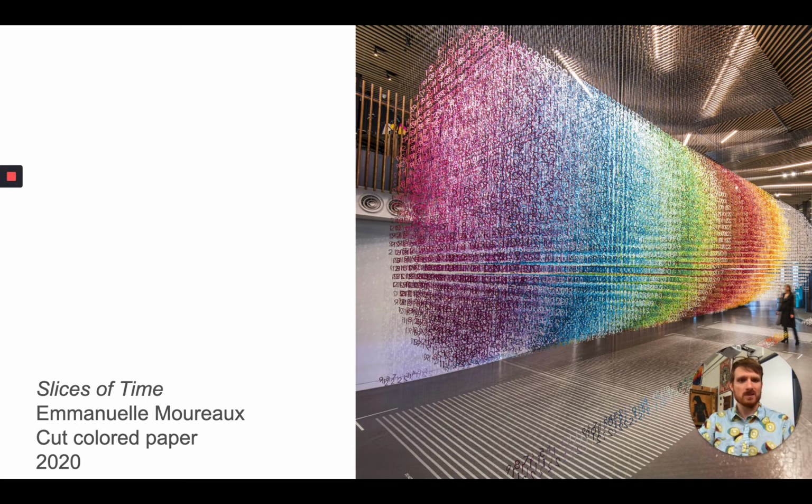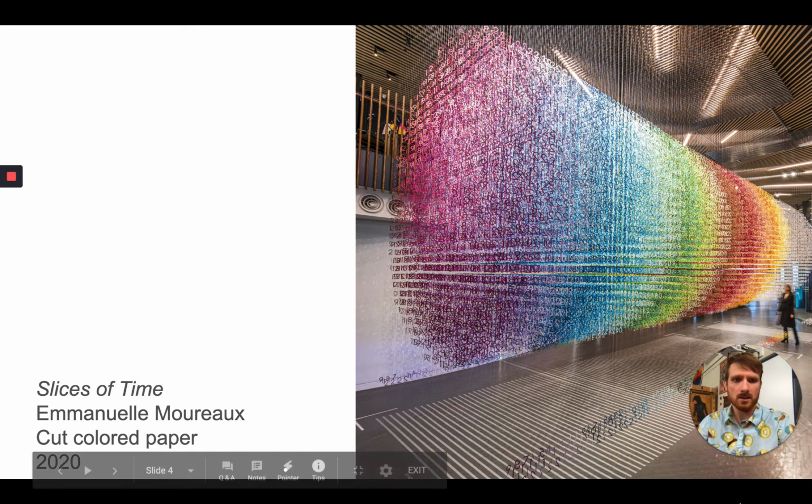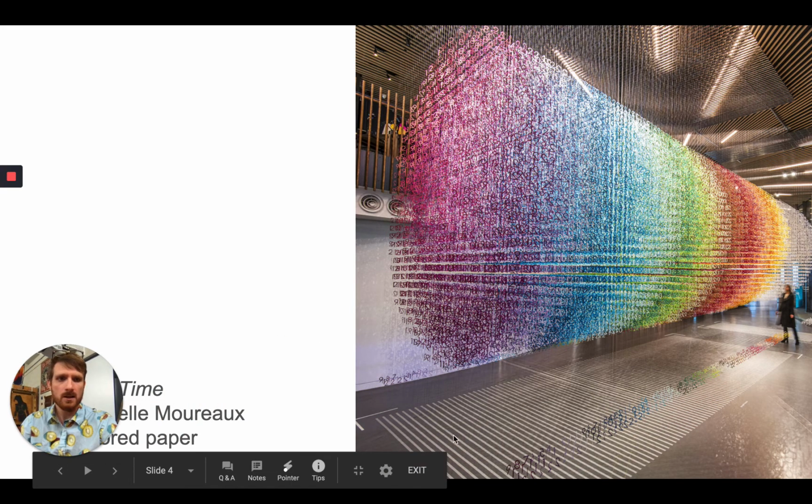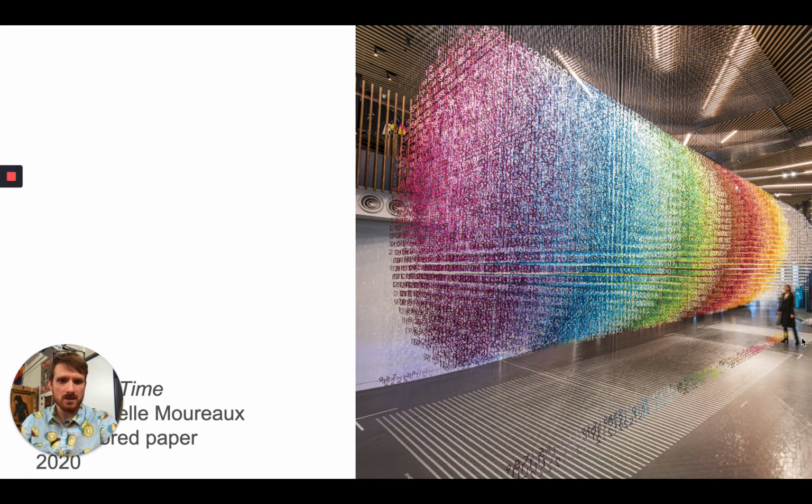The piece that I'm specifically going to talk to you about today is called Slices of Time by Emanuelle Moureaux, and it is all cut paper. It went up in a gallery in London earlier this year. You can see this piece, we've got a person standing here, and these are all suspended from the ceiling, and there are little numbers here. This entire mess of color is made up of individual cut pieces of paper, individual numbers.